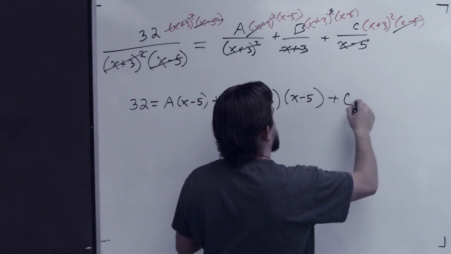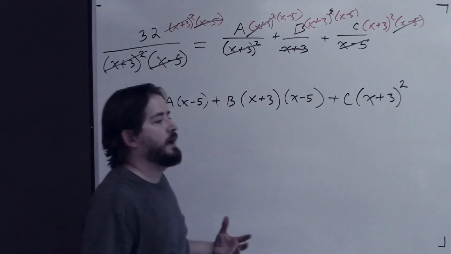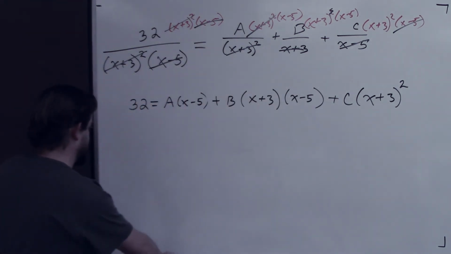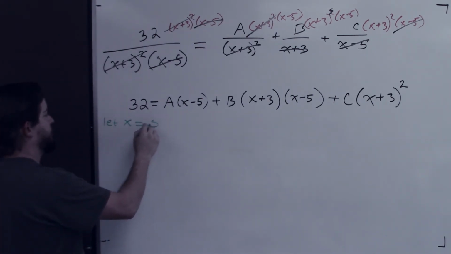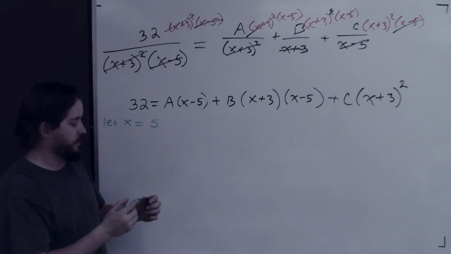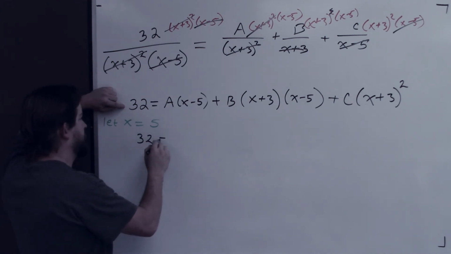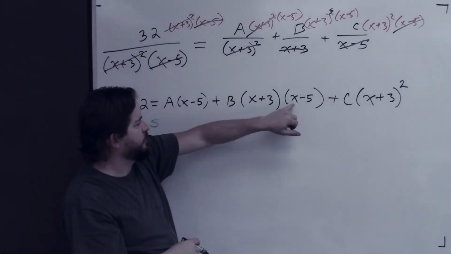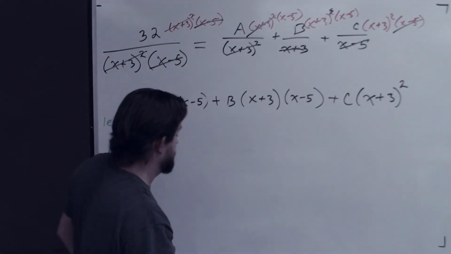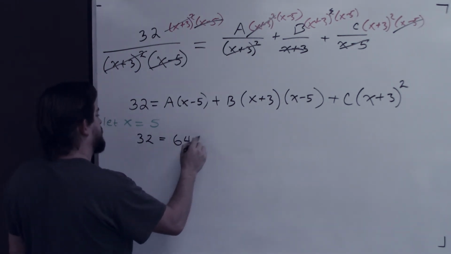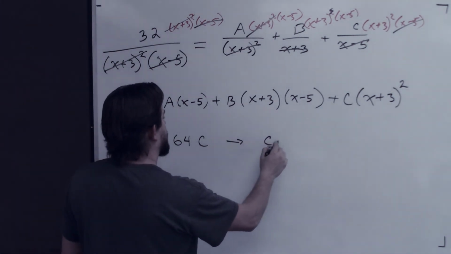And so I'm left with this c multiplied by x plus 3 squared. Now we have that convenient values of x thing that says, hey, what if I come along and say, let x equal 5? Because 5 minus 5 will zero this out. Then I get 32 equals, that's gone, and this is gone as well. 5 minus 5 is gone, so I have 5 plus 3 is 8. Squared is 64. Dividing each side by 64, and I get c is equal to 1/2.